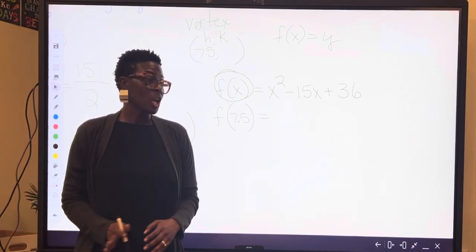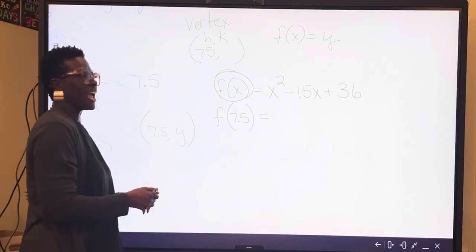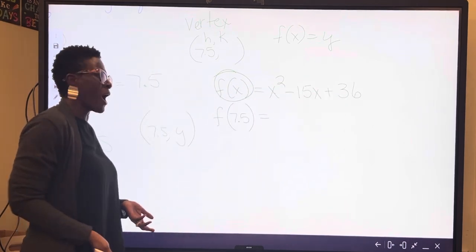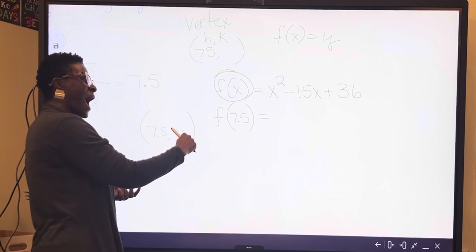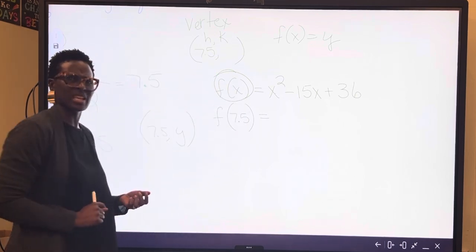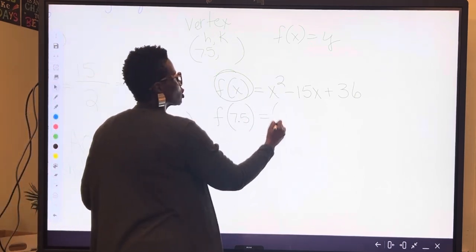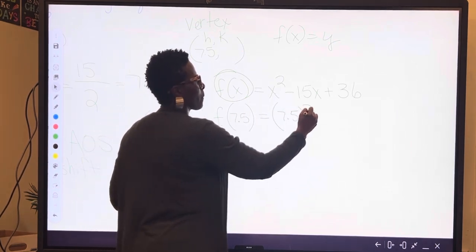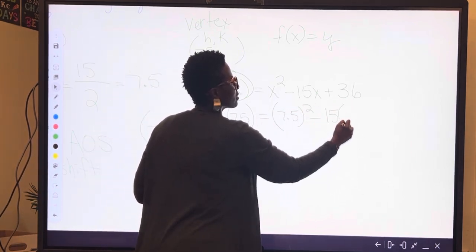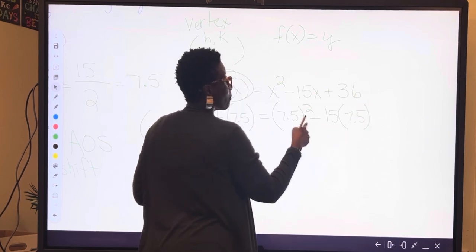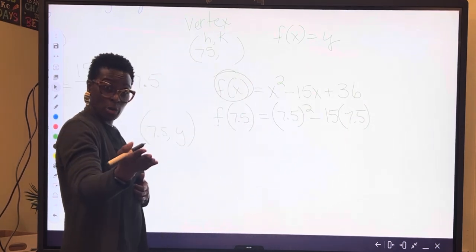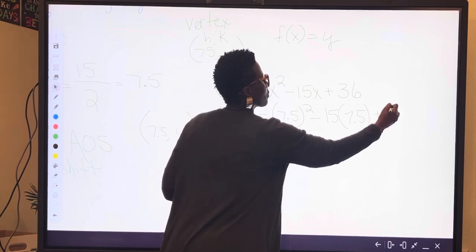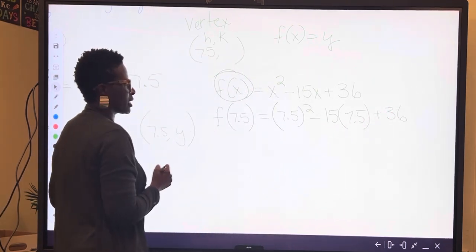Y'all hear me? Yeah. So what are we going to do? We're going to plug it in. Everywhere we see x, we're going to put 7.5. Why? Because you're asking me what is the y when the x is 7.5. So let's plug it in. So here I'm going to put 7.5 squared minus 15 times 7.5. Or you can say plus negative 15, but either way it's a minus in the front. Then plus 36.